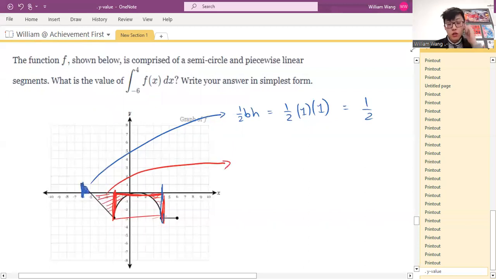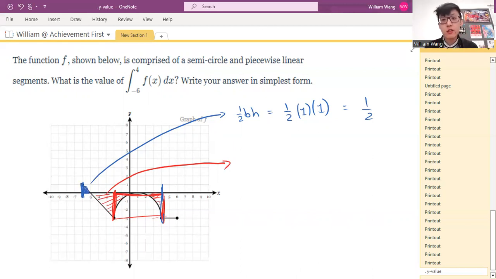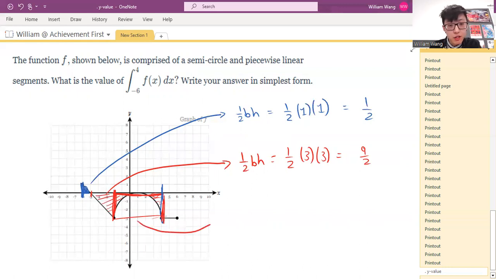Now, the area of this triangle. Let's just calculate the area of the triangle. So it's also 1/2 base height. So 1/2, my base, looks like I go from -5 to -2. So my base is 3. And my height is also 3. If I were to simplify that, that looks like it is 9 over 2. Right, yeah, cool.